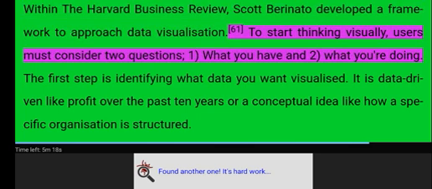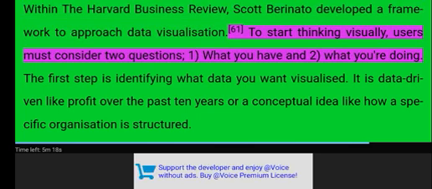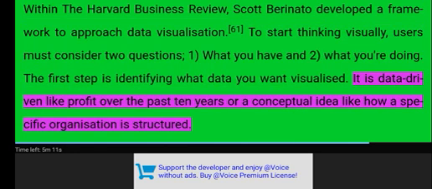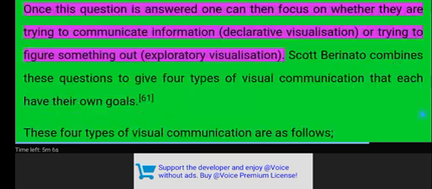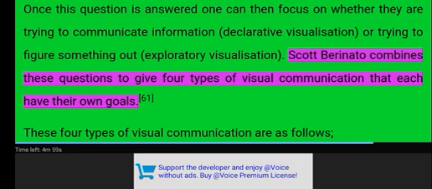To start thinking visually, users must consider two questions: 1. What you have, and 2. What you're doing. The first step is identifying what data you want visualized. It is data-driven, like profit over the past 10 years, or a conceptual idea, like how a specific organization is structured. Once this question is answered, one can then focus on whether they are trying to communicate information, declarative visualization, or trying to figure something out, exploratory visualization. Scott Berinato combines these questions to give 4 types of visual communication that each have their own goals.